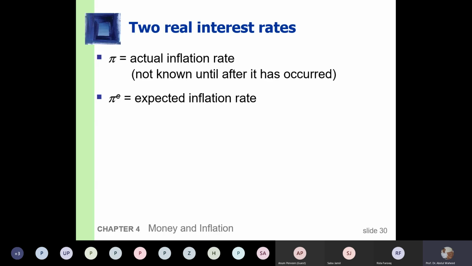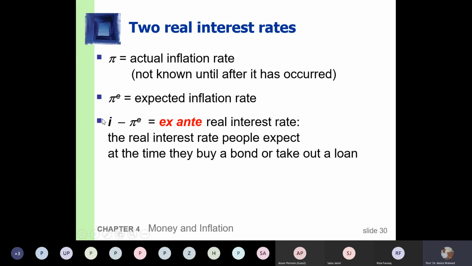This is because we don't know the growth rate of money supply. The growth rate of money supply is not disclosed by the central bank, because if it were disclosed, people would start expecting the inflation rate accordingly. Because we have two inflation rates, we have two real interest rates. Real interest rate is the nominal interest rate minus the inflation rate.